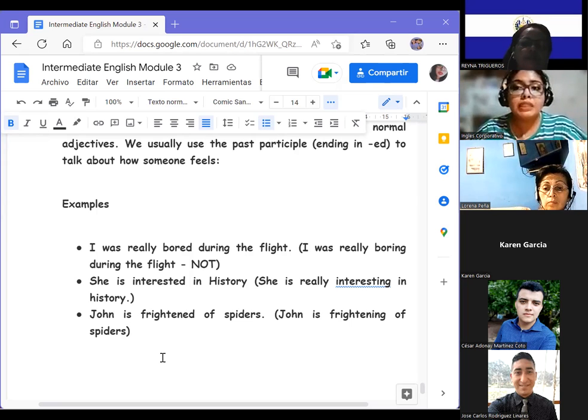Así que el pasado participio lo vamos a utilizar para hablar de los sentimientos de alguien, de cómo se sintió. Pero el presente participio, que es el ING, lo vamos a utilizar para hablar de la persona, de la situación o de la cosa que causó ese sentimiento.